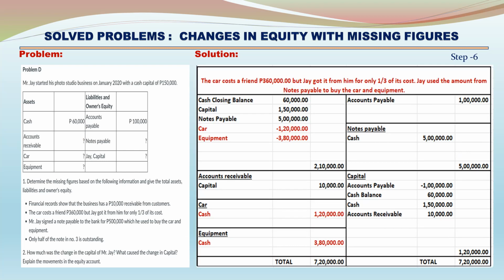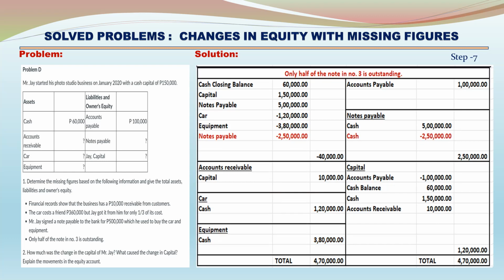The car cost a friend 360,000 but J got it from him for only 1/3 of its cost. J used the amount from the notes payable to buy the car and equipment. So on the asset side, cash credit 120,000, cash credit 380,000, and car debit 120,000, equipment debit 380,000, total assets 720,000, total liabilities including capital 720,000.